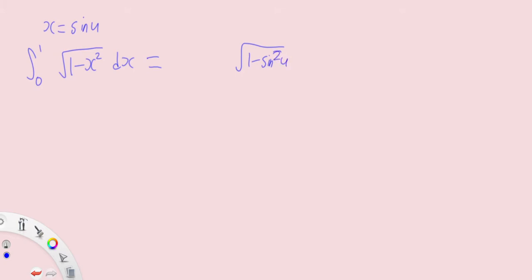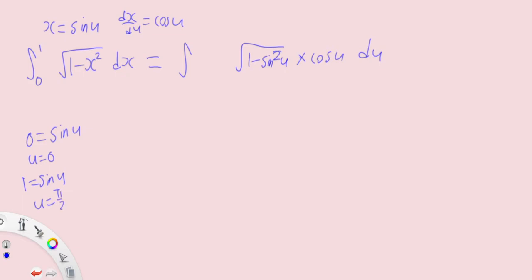Then we must also differentiate, right? So we find dx/du, which will be simply cosine u, so times cosine u, and this becomes du. What about the limits? Because your variable originally was x, but now you're integrating with respect to u, you must change the limits to also be in terms of u. We just sub in. If x equals 0, 0 equals sine u, so u is equal to 0. If x equals 1, it's quite simple, u is simply pi over 2.